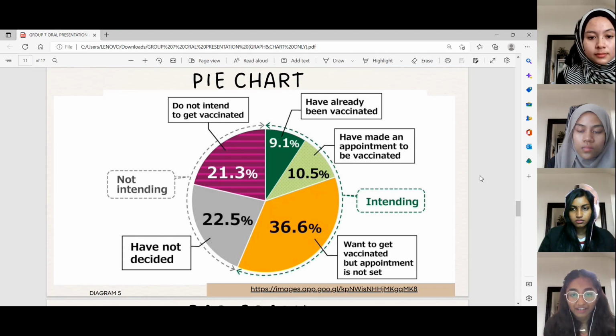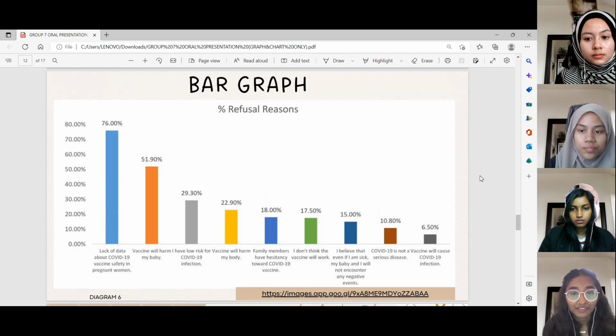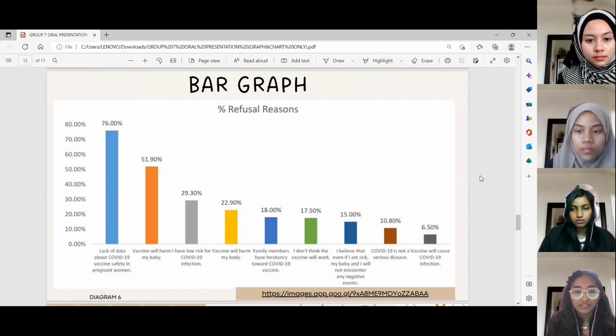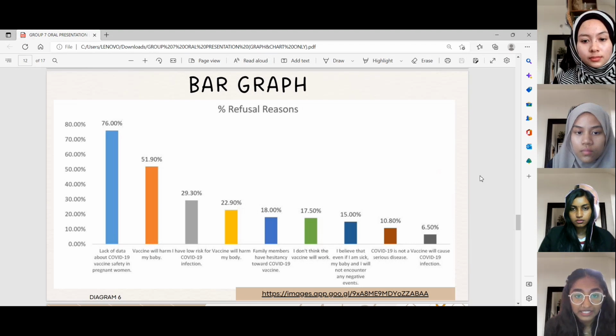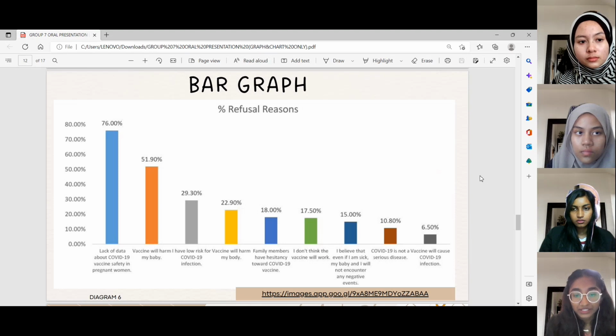As for my second graph, I've chosen a bar graph. This graph above shows the percentage of the refusal reasons for being vaccinated in pregnant ladies. As we can see, the x-axis shows all of the refusal reasons, and the y-axis shows the percentage. So let's go through the refusal reasons and the percentages.